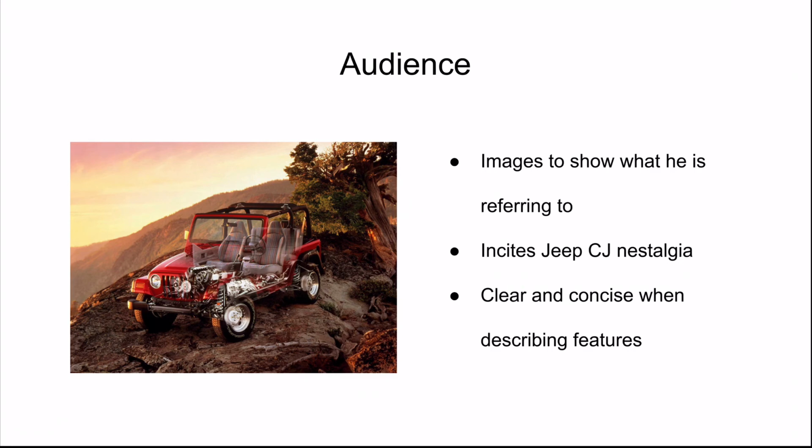Here is one of the images that Gilligley uses throughout his article. This image allows the reader to see the drivetrain and the famous 4-liter 6-cylinder engine that the TJ originally came with.